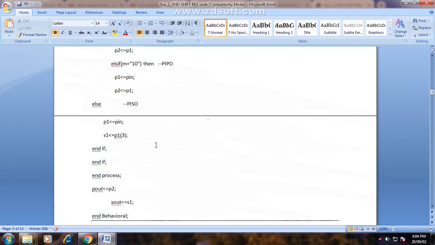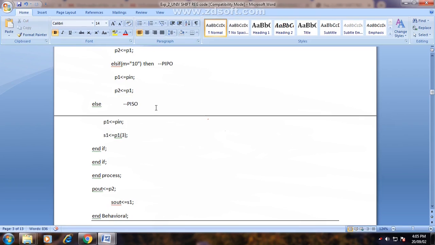Then next, when mode is equal to 1 0, so that is what? It is parallel in, parallel out. So whatever is the input in the P in is transferred to P1. So we know P in is also 4 bit and P1 is also 4 bit. So from P1 it is transferred to P2, and ultimately from P2 it will appear at P out.